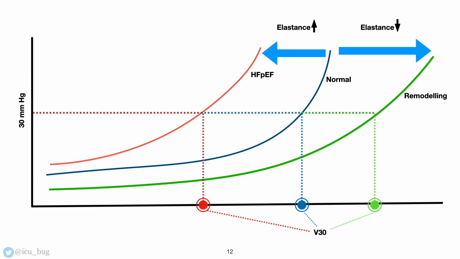Now we can understand it quantitatively by measuring the V30 parameter. The V30 is the volume inside the ventricle which corresponds to a diastolic pressure of 30 millimeters of mercury. Therefore, with increasing V30, the elastance decreases.